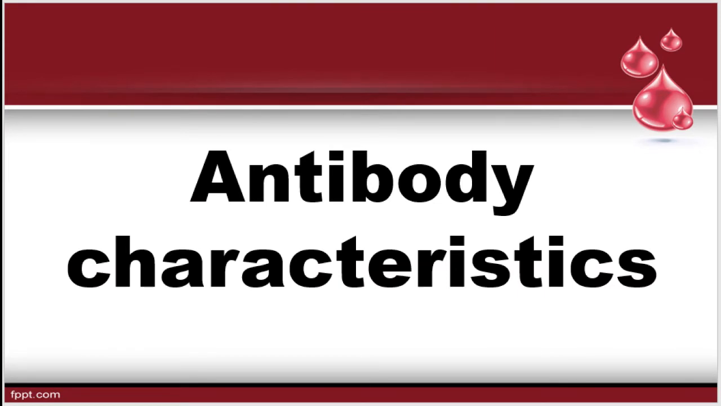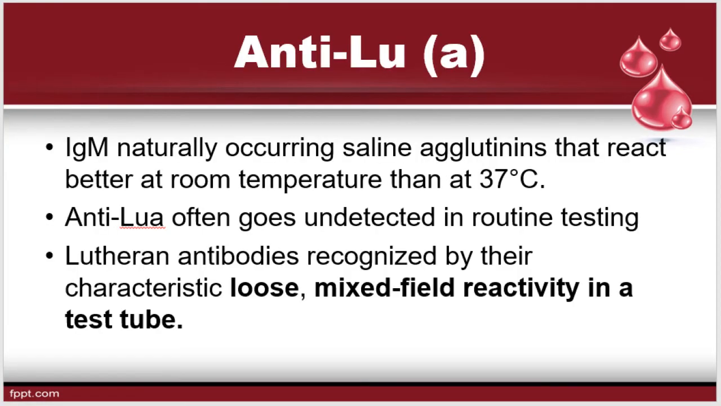Next is the antibody characteristics. The antibodies may be stimulated by pregnancy or transfusion. The first antibody was anti-LUA. It is an IgM, naturally occurring saline agglutinin that reacts better at room temperature than at 37 degrees Celsius. Among the relatively uncommon antibodies against Lutheran antigens, anti-LUA is the most common.